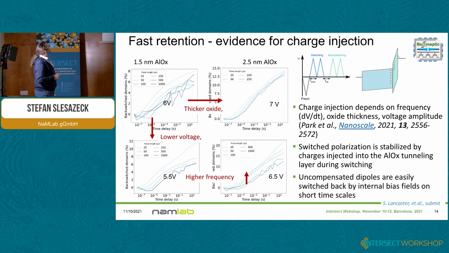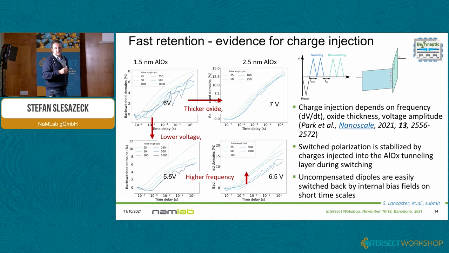And we see that by increasing the voltage, or the other way around in this case, so by lowering the voltage during switching, actually we get an increase in the back switched domains, which gives indication that we need a larger voltage really to make a stable device or switch stably the state. Similar things we see if you go to a thicker oxide, then we also significantly increase the back switched domains. And also when looking in the diagrams, so at higher frequencies, giving shorter time, we also see more of the back switched domains.